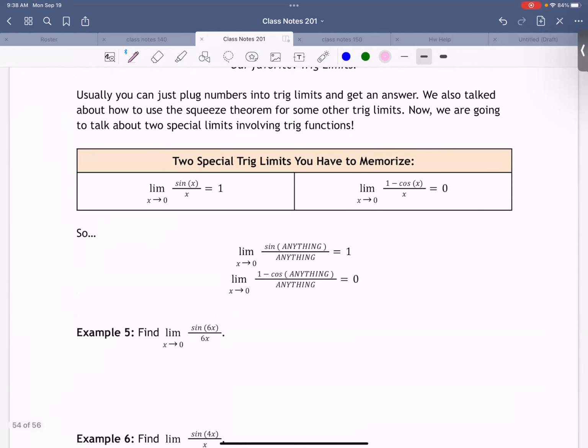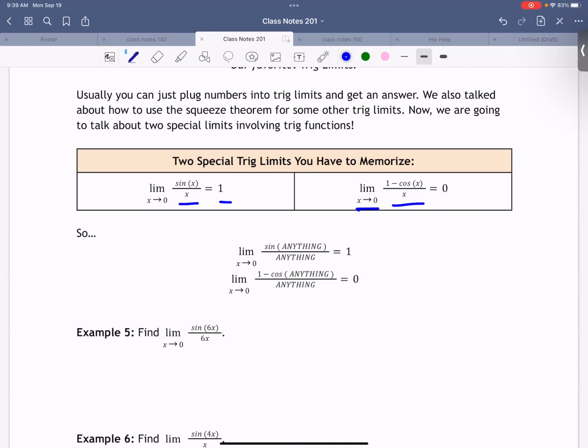Before we get into these types of questions, I need to tell you 2 things that you have to memorize. There are 2 very special trig limits that have proofs as to how they work, but I'm not going to go over them. The first is the limit as we approach 0 of sine x over x. That limit is equal to 1. That's a limit that you have to know. And then another one is 1 minus cosine x over x. That limit goes to 0.